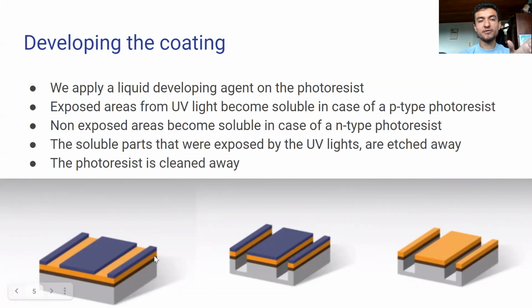We then have that the exposed areas from the UV light become soluble in the case of a P-type photoresist, while non-exposed areas become soluble in the case of an N-type photoresist. The soluble parts that were exposed by the UV light are then etched away, as you can see in this image. And then the photoresist is cleaned away. You can see in the third image that there is no longer photoresist on top of the wafer.